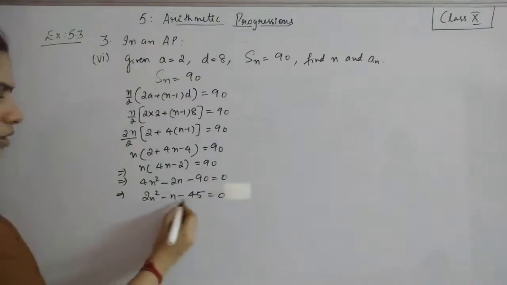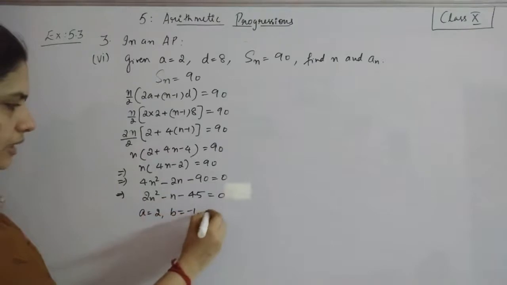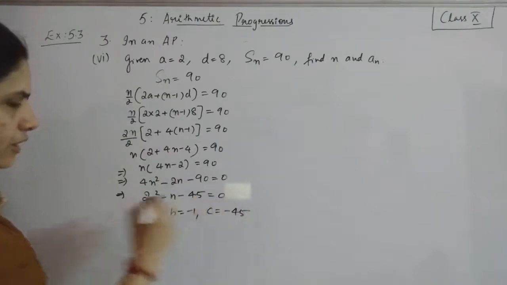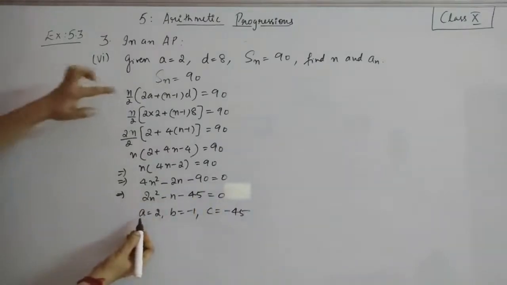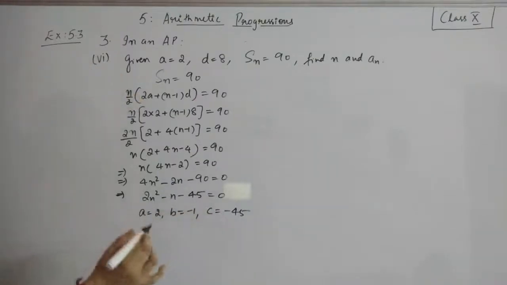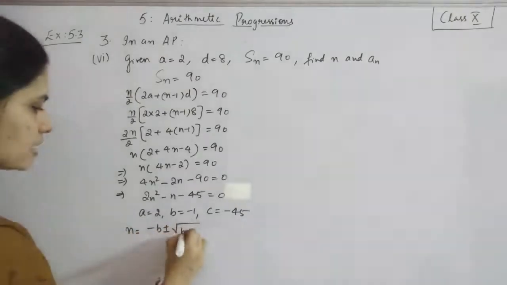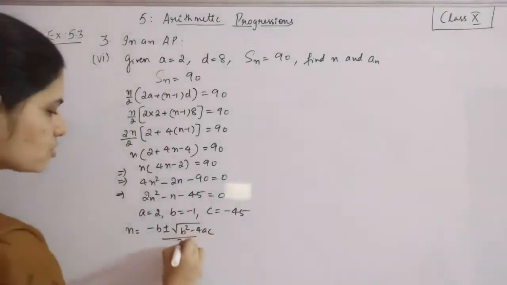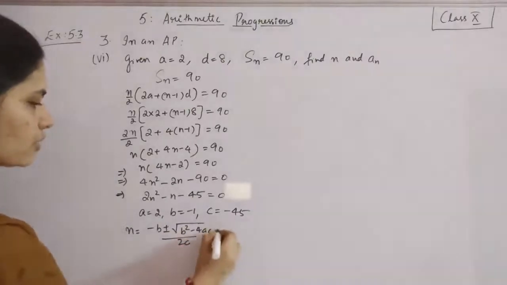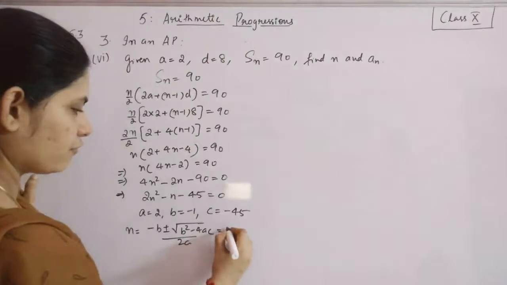Now this is a quadratic equation in n. That means a is equal to 2 here, b is minus 1, and c is equal to minus 45. This a should not be confused with the earlier a. This is only for the solution of the quadratic equation. So n is equal to minus b plus or minus root of b square minus 4ac by 2a. Replacing the values, what you will get? Minus b, which is minus of minus 1.